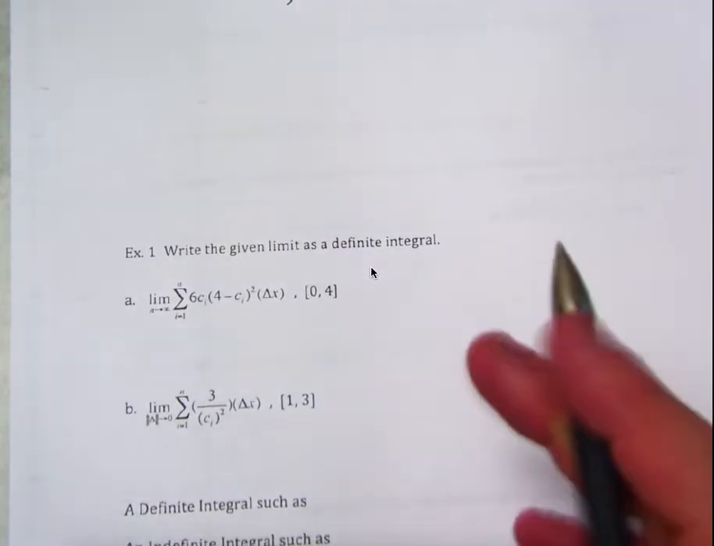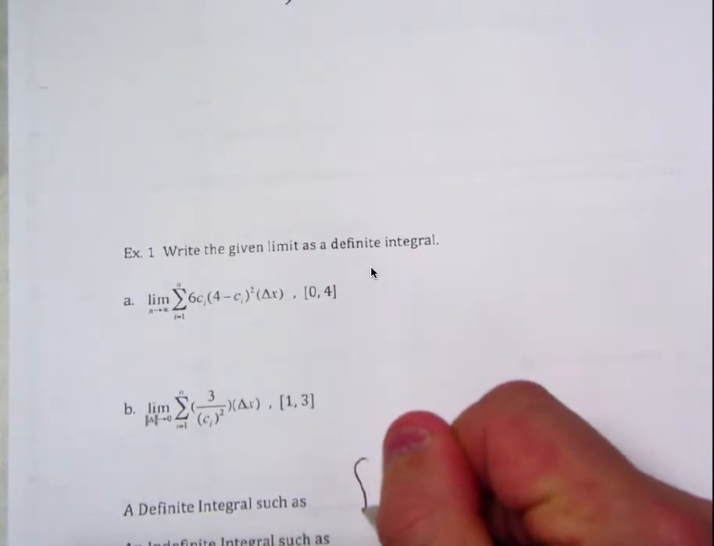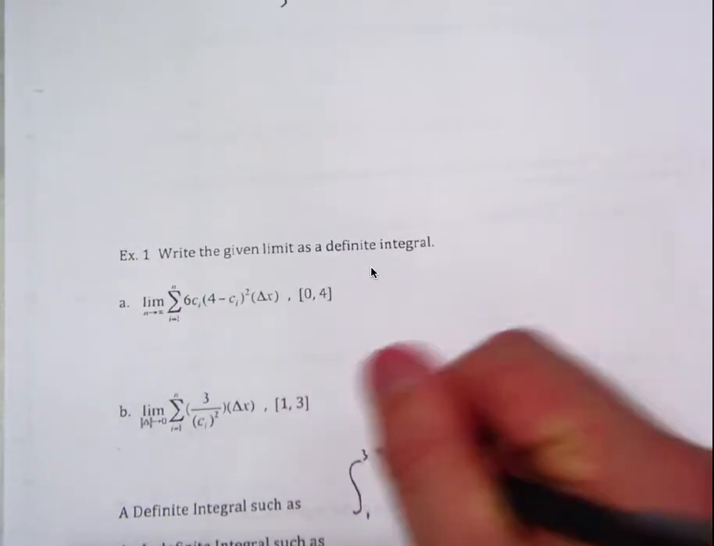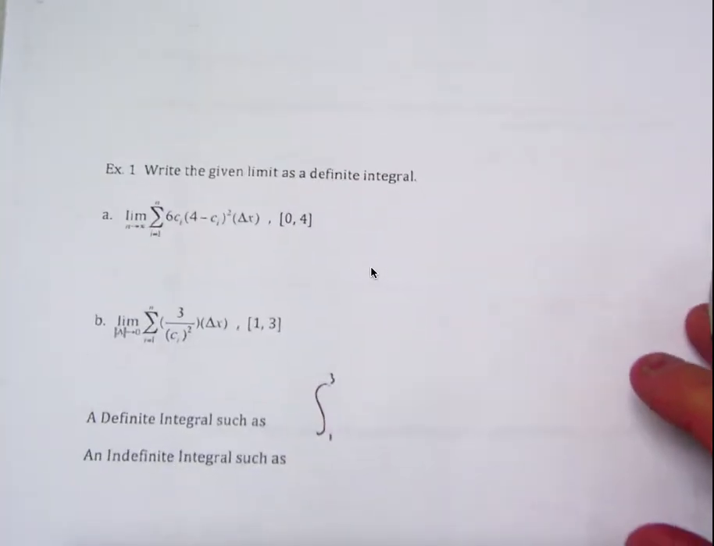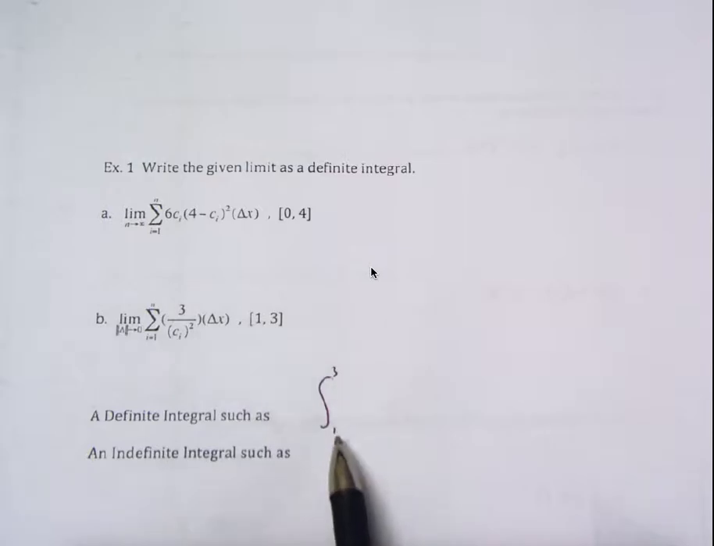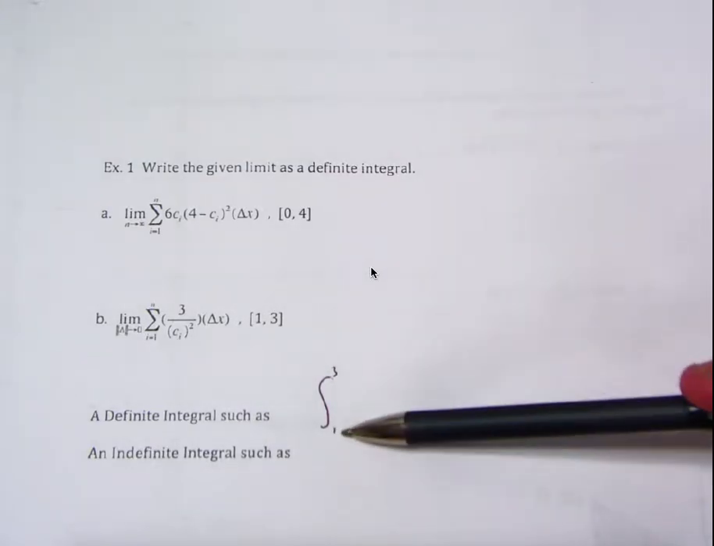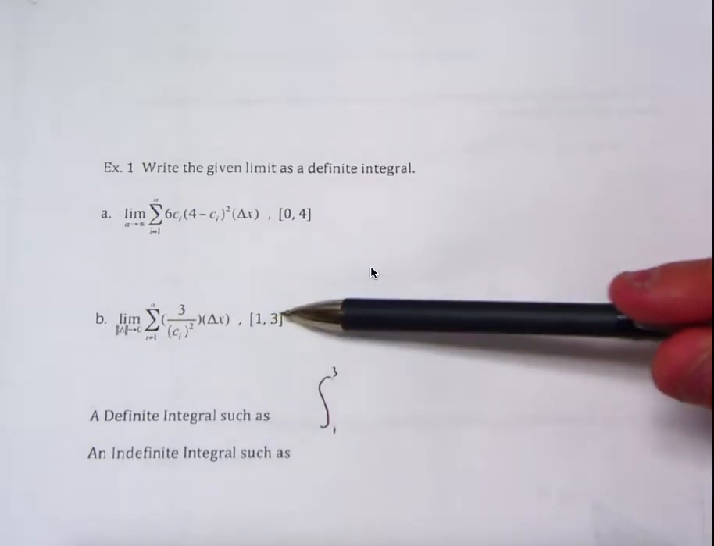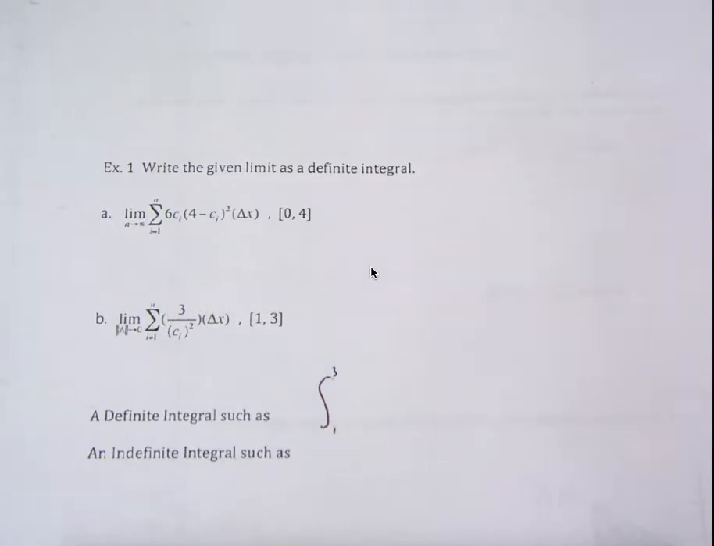So a definite integral is still the integral sign, except now we're going to have numbers above and below the integral sign. And these are called our limits of integration. This would be the lower limit of integration. That would be the upper limit of integration. And essentially, this is our interval that we want to calculate the area under a curve. And we would say we want that area from 1 to 3.